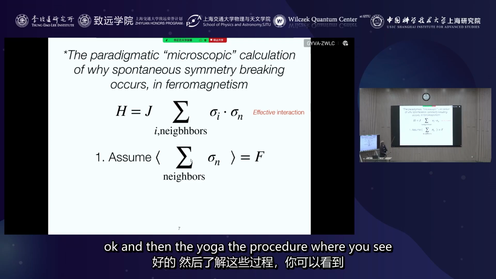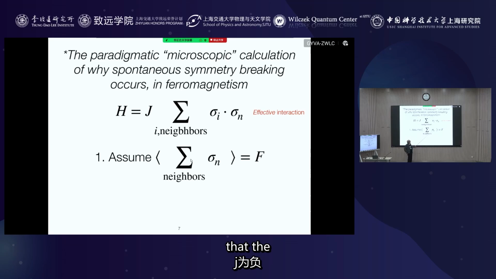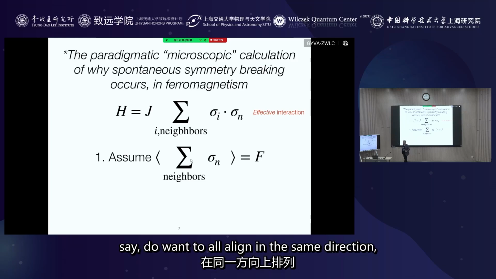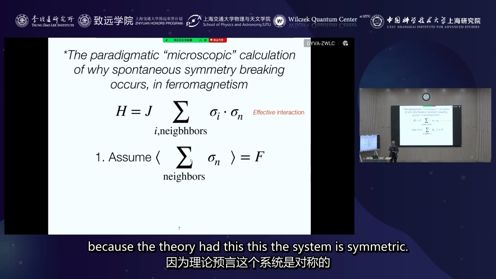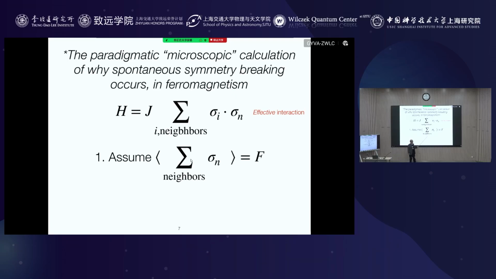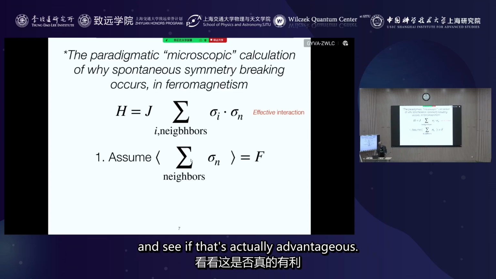Okay, and then the yoga, the procedure where you see spontaneous symmetry breaking, is you make an assumption that the spins, if J is negative, say, do want to all align in the same direction, but don't know which way to do it because the system is symmetric. You assume that they do make a choice. They organize themselves into making a choice and see if that's actually advantageous.